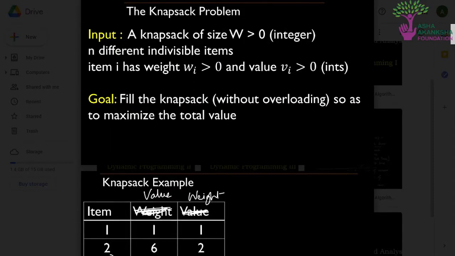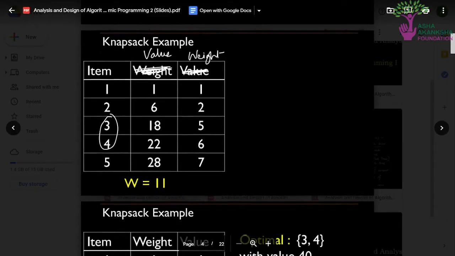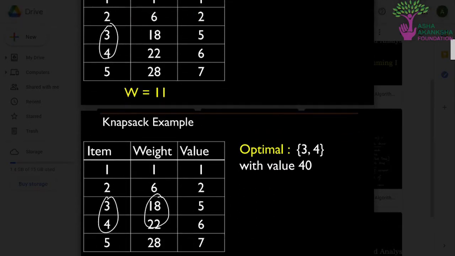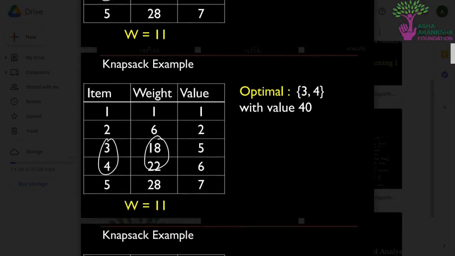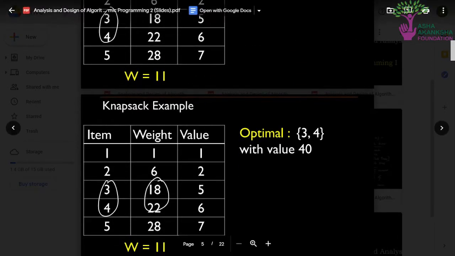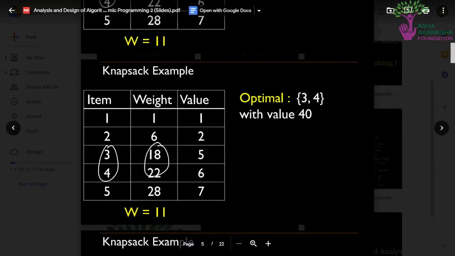So that's the problem. Suppose that this is a table of items 1, 2, 3, 4 up to 5. This is the values of items and this is the weight of the items. And knapsack size is 11. Now, in this table, the middle column is the value column and this is the weight column. Yeah, this thing in the slide is wrong. So now we have to solve the knapsack problem for this table.